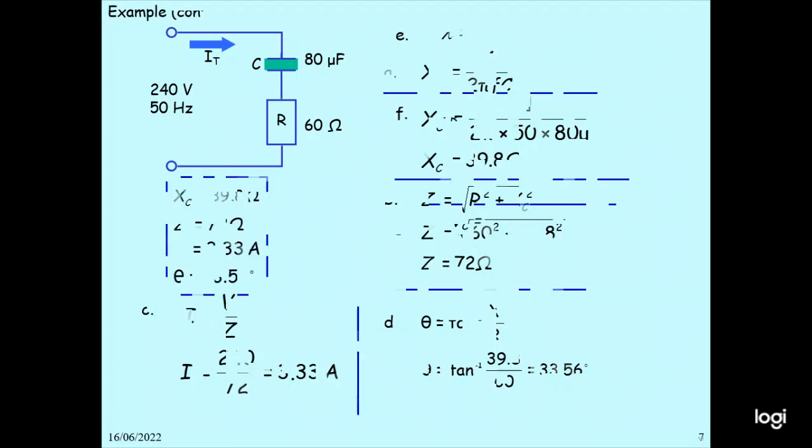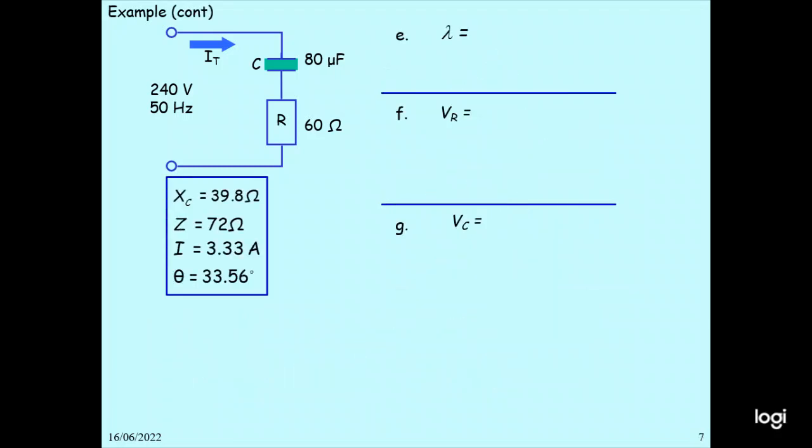Also we have to calculate the power factor, lambda. In this case, XC is 39.8, Z is 72 ohm, I is 3.33 ampere, and theta is 33.56. Lambda is the power divided by the apparent power, P by S, which is cos theta. So cos 33.56 gives 0.833. VR is I multiplying R, so 3.33 multiplied by 60.